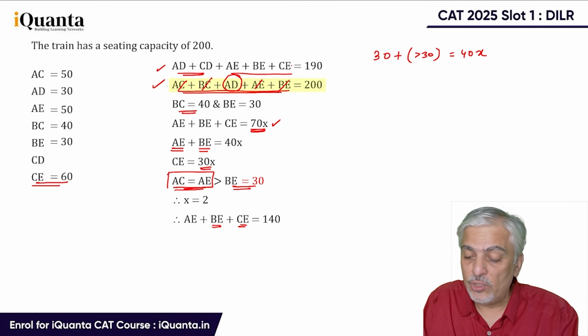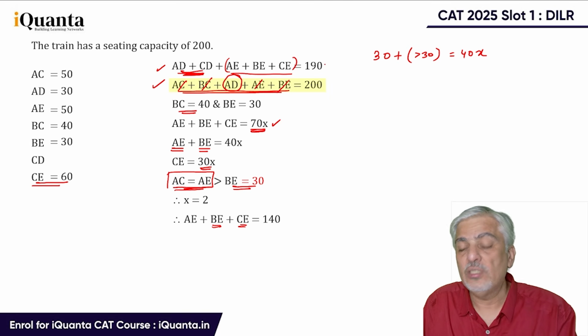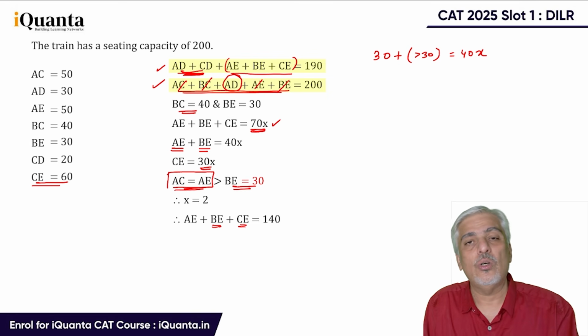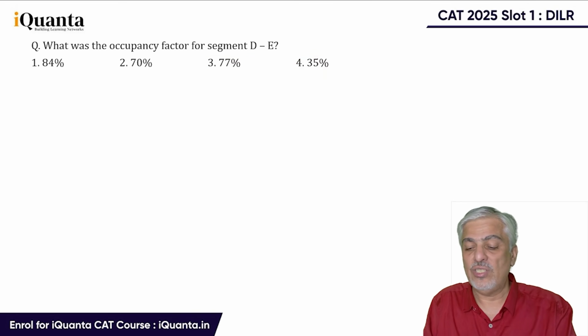Now I put the AD on the top. This much itself was 140. So these two, the total was how much? 50. Out of which I have already got AD as 30. So therefore CD will come out to be 20. So we got all of them, and that's it. Once we got all of them, the questions became very, very straightforward.